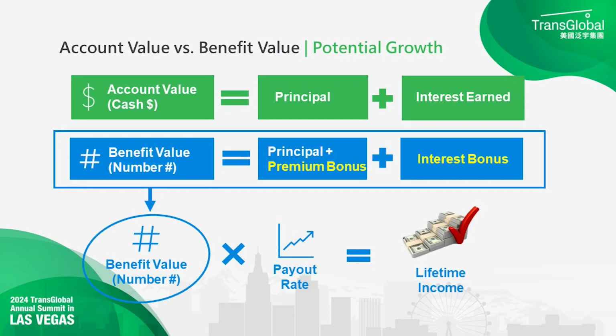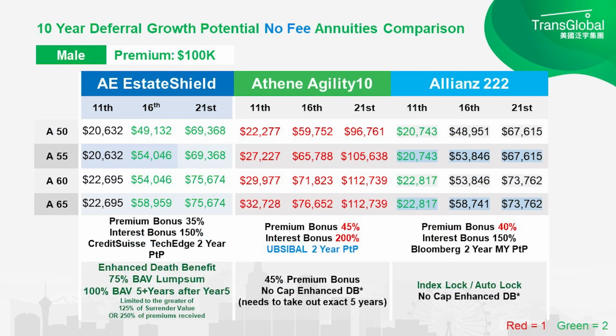Okay. The potential growth type of income again has two values: the accumulation value, or account value, cash value. The other one is the benefit value, or the very famous PIV from Allianz. And again, the income is calculated with the benefit value times the payout rate equals lifetime income, or PIV times the payout rate equals lifetime income. Okay, so this page, oh, we don't have the ABC here.